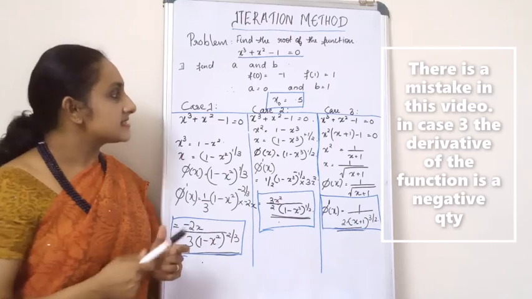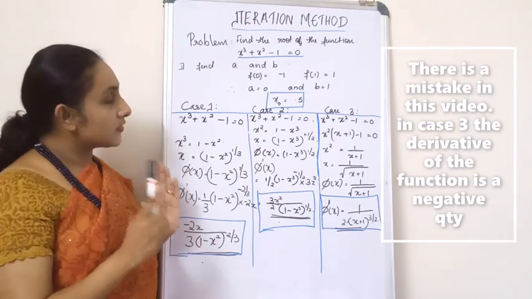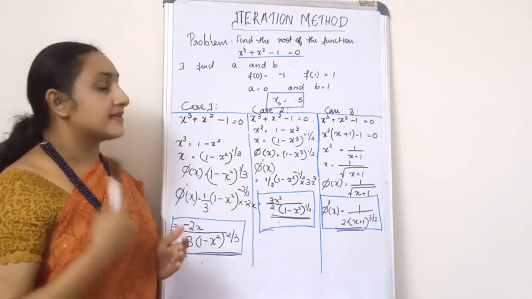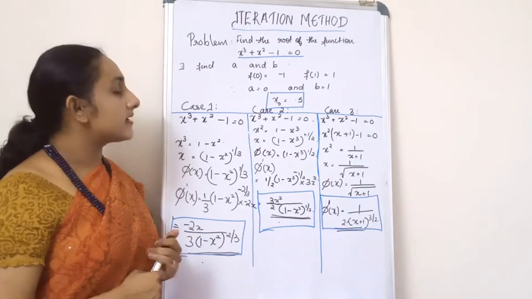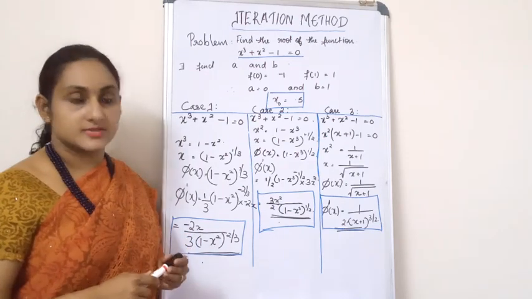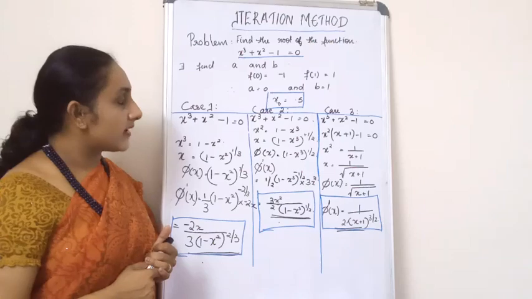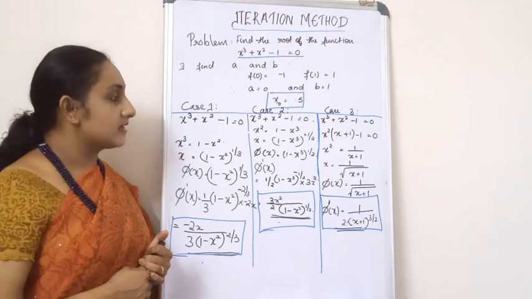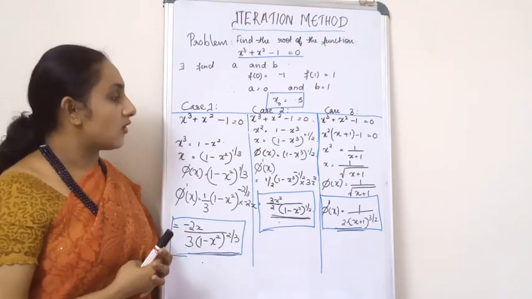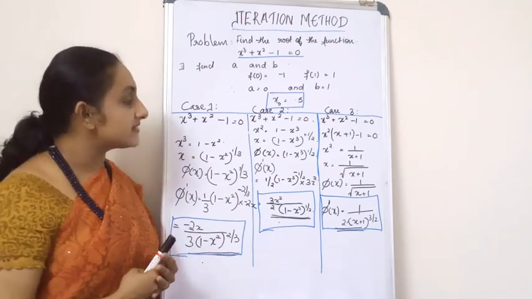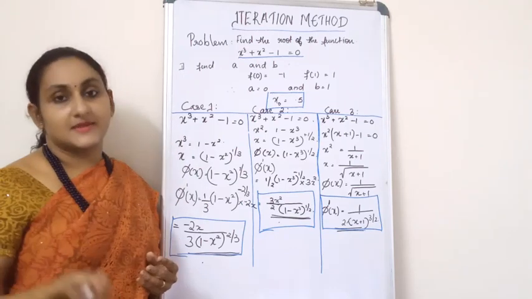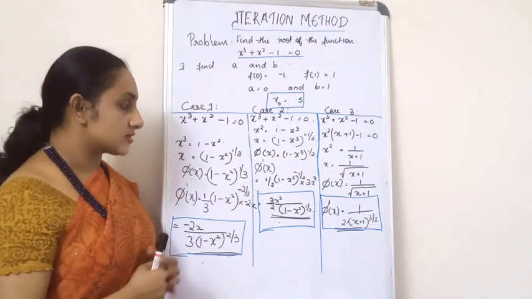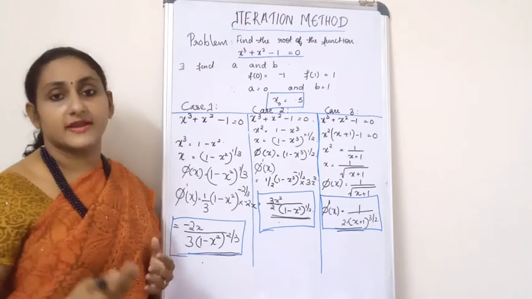So the third case I'm going to consider is: I'm going to take the first two terms into consideration, and take x square outside, so that I get x square into x plus 1 minus 1 equal to 0. Now I will get x square is equal to 1 by x plus 1, and x is equal to 1 by root x plus 1. So here in case 3, my phi of x is 1 by root of x plus 1. Okay, now again I am going to find out phi dash of x. Phi dash of x is equal to 1 by 2 into x plus 1 the whole raised to 3 by 2.